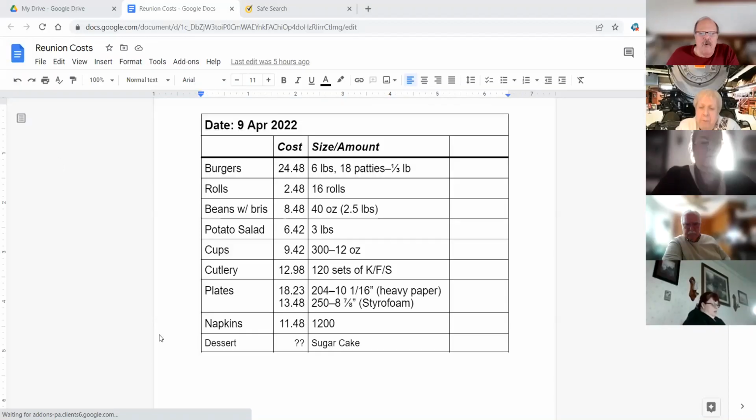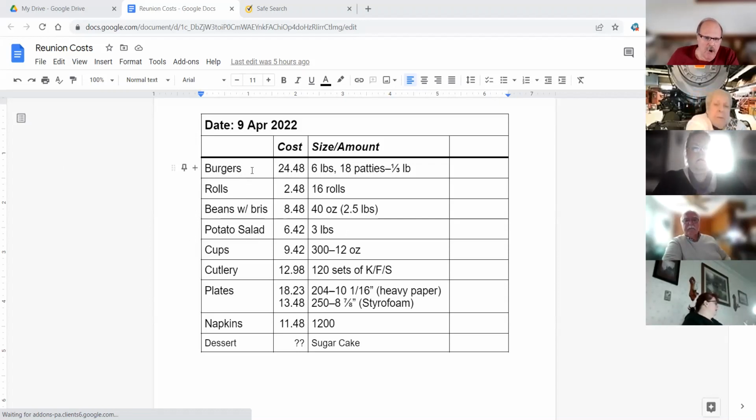So, let's go to the reunion. You asked me to get prices for reunion stuff. Now I was just at our local Sam's Club yesterday, and here's the information that I got.